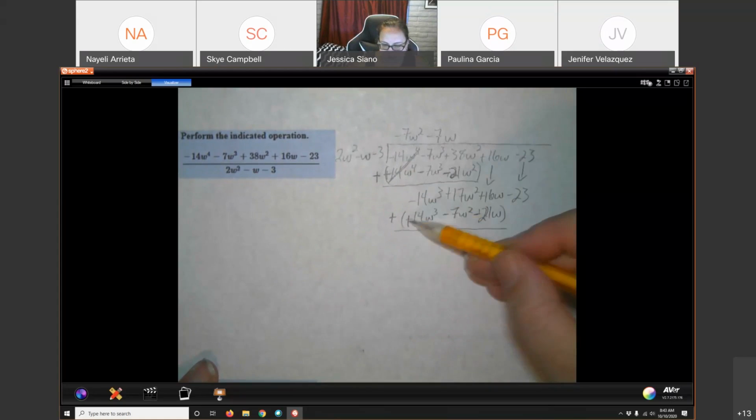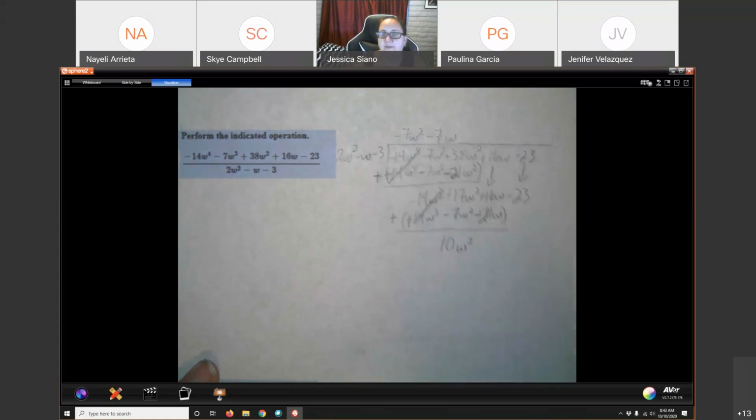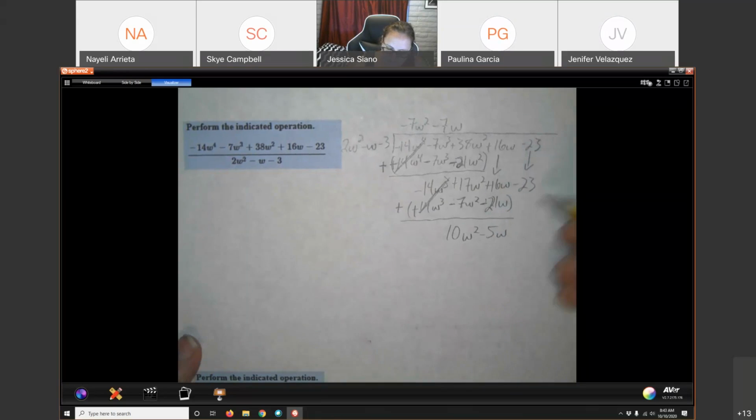So negative 14w to the 3rd and 14w to the 3rd will cancel. A plus 17w squared and a minus 7w squared will leave me with 10w squared. A plus 16w and a minus 21w will be minus 5w. And then we'll bring down the minus 23.